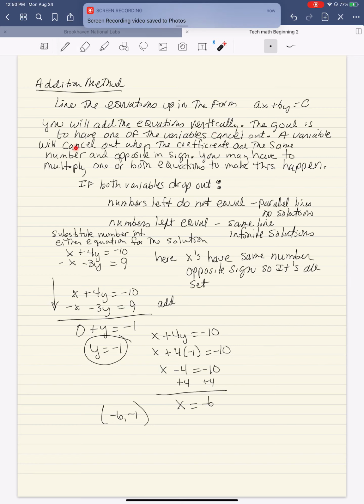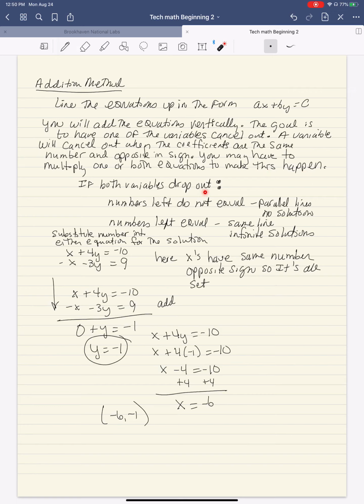The goal is to have one of the variables cancel out. A variable will cancel out when the coefficients are the same number and opposite in sign. You may have to multiply one or both equations to make this happen.